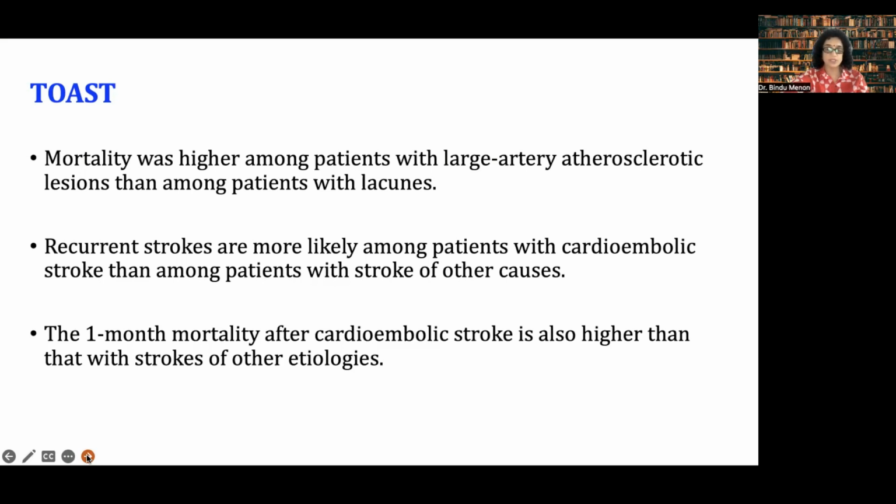So we know that if there's a patient with valvular heart disease, rheumatic valvular heart disease, or DCMP, then our level of threshold will also vary for these patients. We might want to have them at a closer follow-up to ensure that they are taking the medications properly, and probably also to have other investigations in place, like if they are on anticoagulants, to have a PT and INR. The 1 month mortality after cardioembolic stroke is also higher than with strokes of other etiologies.